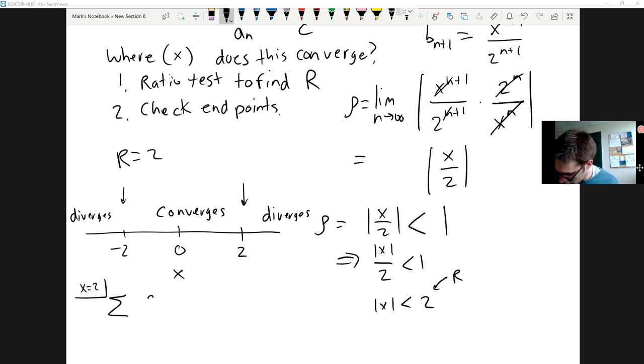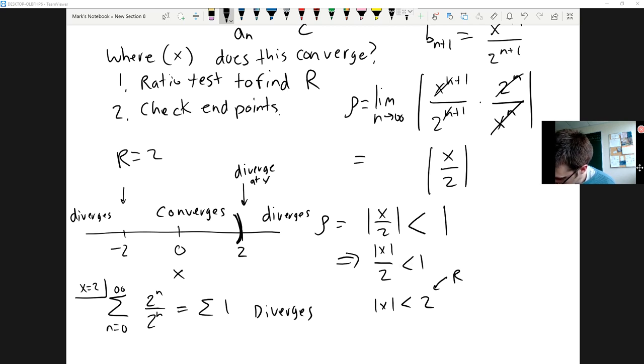If I plug in 2, I get 2 to the n over 2 to the n, which is just the sum of 1. Well, that's not a very interesting series. That just adds up 1 over and over and over again. Well, that must diverge, right? It fails the nth term test. The terms do not go to 0, so that one diverges. And so at 2, we would probably want to put parentheses there, indicating that we don't actually include 2 in the converges range. So it would diverge at x equals 2.